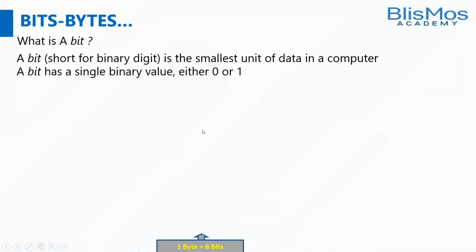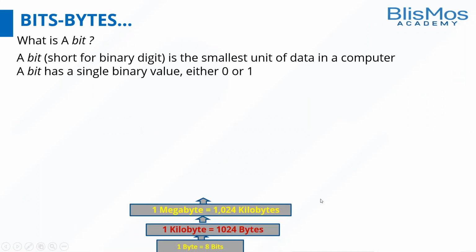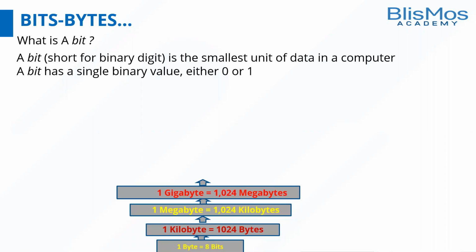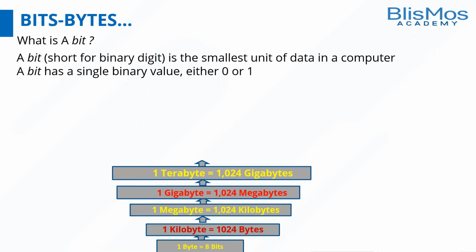So if I ask you a question, how much is 1 byte? It is 8 bits. Very easy question, right? How much is 1 kilobyte? It is 1024 bytes. How much is 1 megabyte? It is 1024 kilobytes. After that, how much is 1 gigabyte? It is 1024 megabytes. We know we are in an era of terabytes now. How much is 1 terabyte? That is 1024 gigabytes. Can you just think of what comes after terabyte?